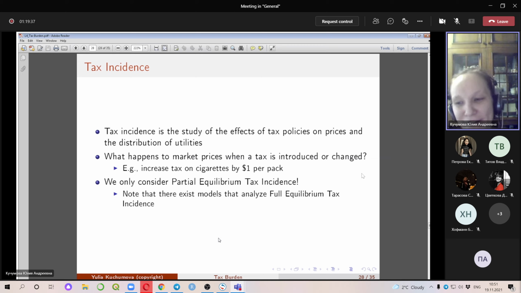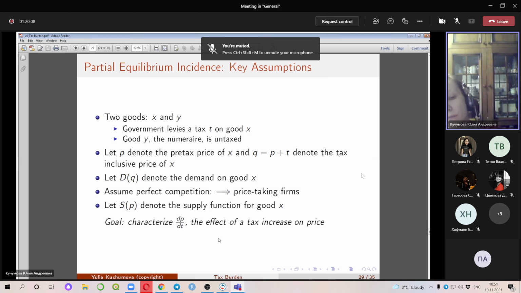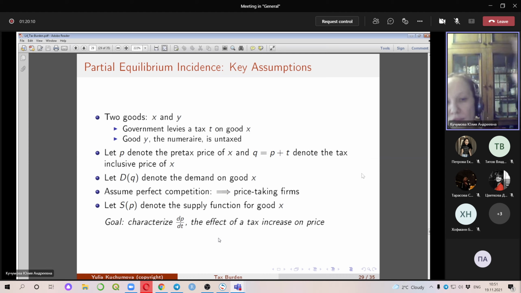Okay, guys, so let us just very quickly go through the idea of tax incidence. Tax incidence studies the effect of tax policy on prices, that is, how an increase in the tax would change prices. The settings are as before: good X and good Y, good Y is the numeraire, and good X is taxed. But the difference now is that we do not have a flat supply; we have some supply curve that could have some positive slope.